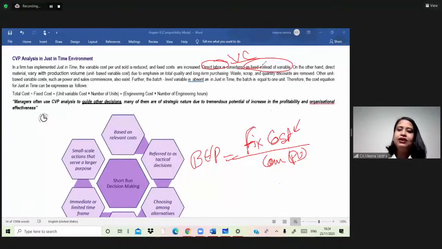Yes, this direct labor will be a fixed cost, though the material cost will vary with the production, so material cost will come under variable cost. In the fixed cost, they will cover the direct labor cost also. And since you are applying the lean system, there are no chances of waste, scrap, or quantity discount, so you will not consider all such things.